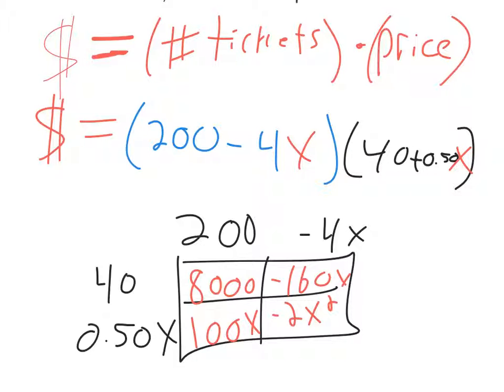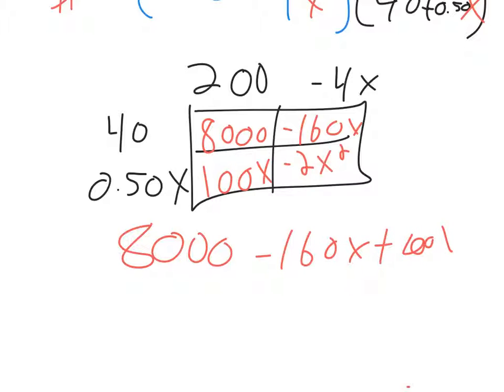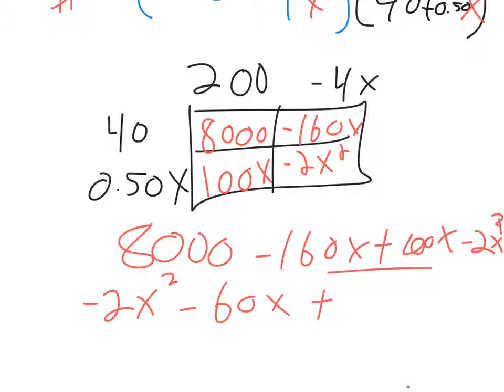So to finish out the box method, remember our goal was to multiply this out to see what it looks like. When you multiply that out, you get the things in red: 8,000 minus 160x plus 100x minus 2x squared. To put that in order of descending powers, negative 2x squared needs to come first. These guys can combine to give you negative 60x, and we have a positive 8,000 to end it off.